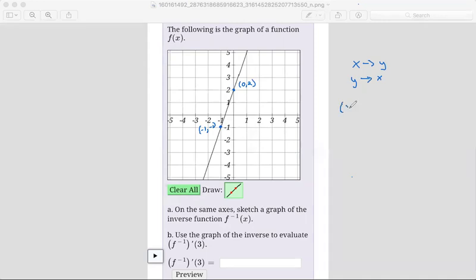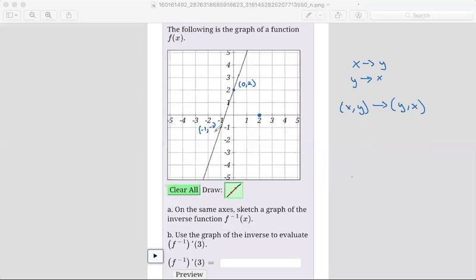So basically, if you have a coordinate (x, y) on the original graph, to make it into the inverse, it would be (y, x). So for example, if this point here is (0, 2), then on the inverse graph, it would be (2, 0), or right here. And then here we have this other point as (-1, -1). So if we switch those, because they're the same number, it's still (-1, -1).